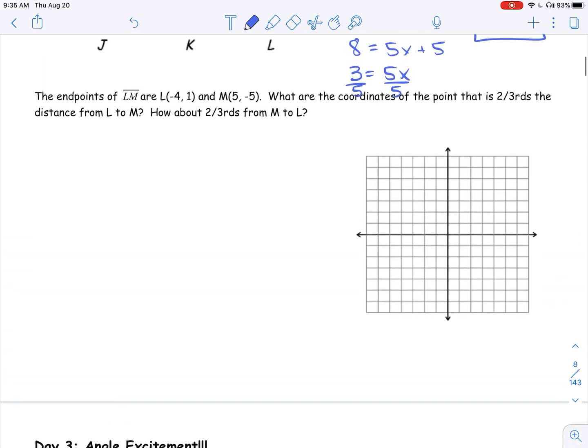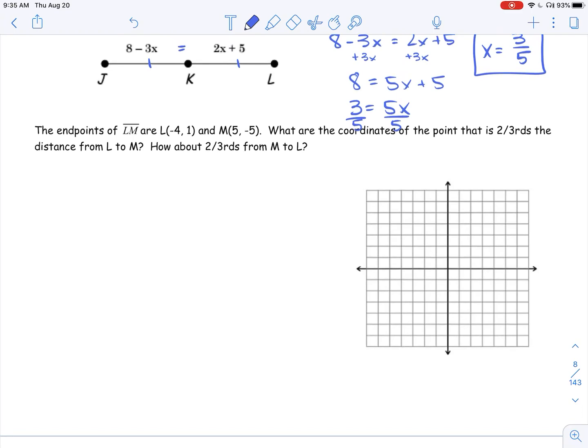All right, last one for today. The endpoints of LM are at L, -4, 1. M is at 5, -5. So here is our line segment. What are the coordinates of the point that is 2/3 of the way from L to M? And how about the reverse?